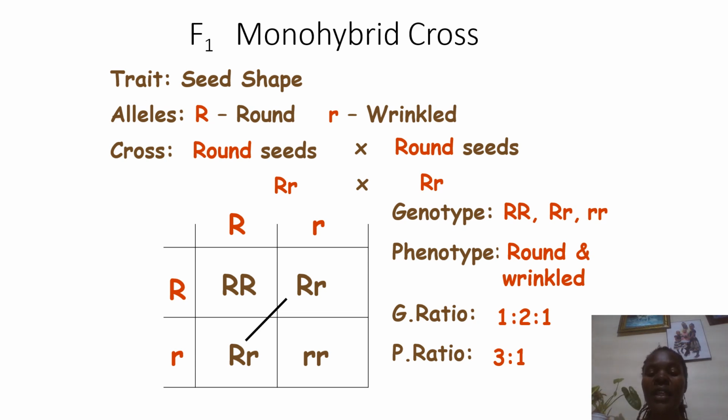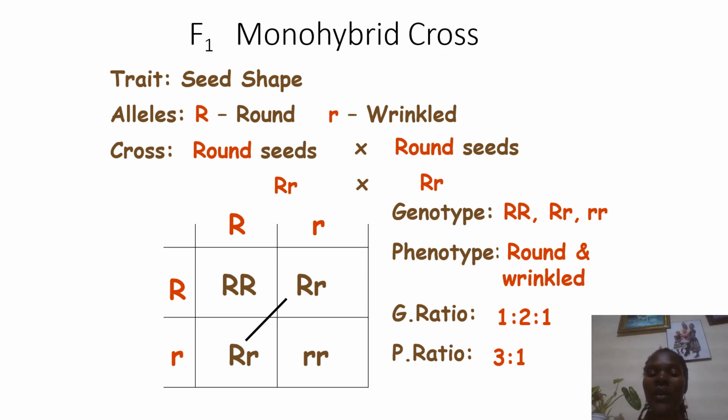So in this case, the genotypic ratio is 1 to 2 to 1: 1 homozygous dominant, 2 heterozygotes, and 1 homozygous recessive. It means the phenotypic ratio is 3 to 1. The 3 are the round ones, and 1 is for the wrinkled. So you just know that for the genotypes, we have the homozygous dominant, homozygous recessive, and heterozygotes, and they're all represented here.